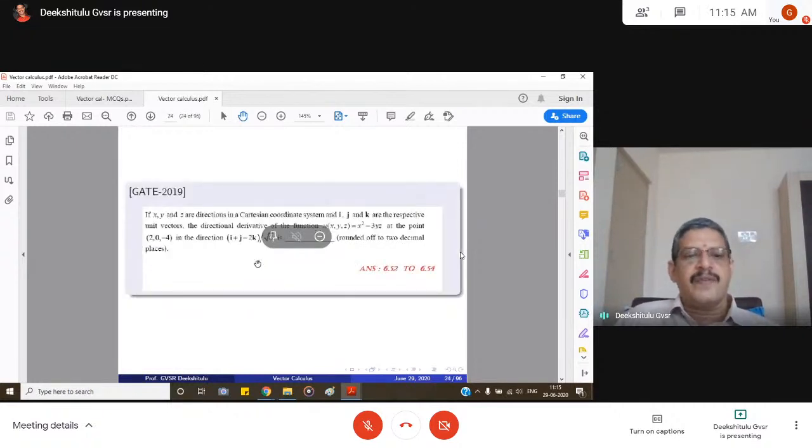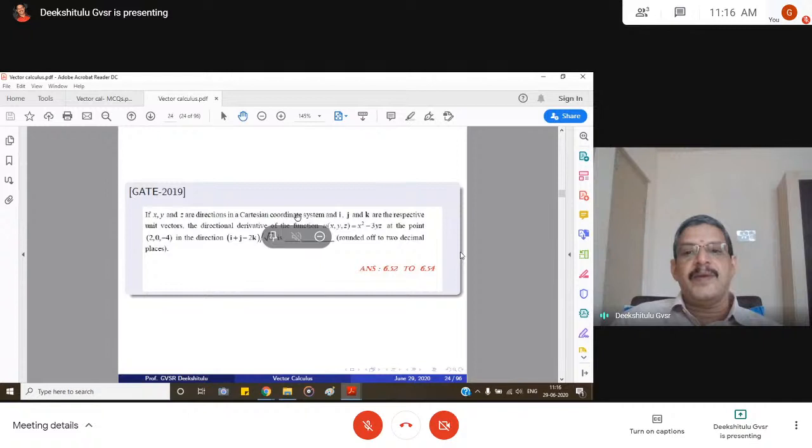And a question from GATE 2019. If x, y and z are directions in Cartesian coordinate systems and i, j, k are the respective unit vectors, the directional derivative of the function u of x, y, z equal to x square minus 3yz at the point (2, 0, minus 4) in the direction of (i plus j minus 2k) divided by square root of 6 is, what is that?